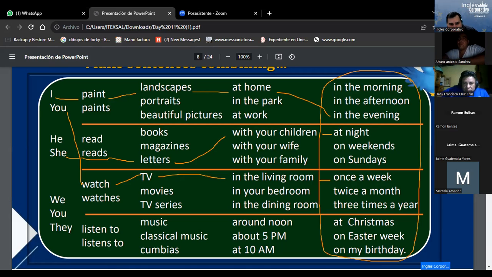So you can say, we watch movies in our bedroom twice a month, or we watch movies in our bedroom on weekends. We watch movies in our bedroom in the afternoon. We watch movies in our bedroom at night. Okay, so these ones combine with everything. All right, excellent. Continue. He reads magazines with your family at night.